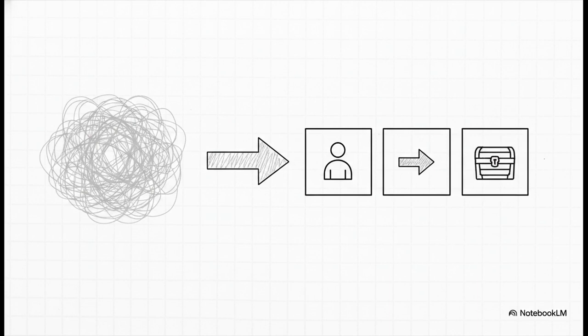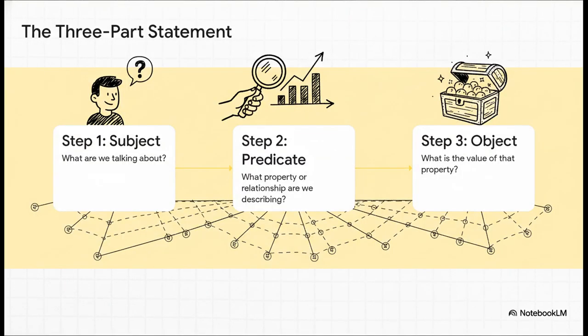Every single fact, no matter how complicated it seems, gets broken down into a basic three-part statement. Seriously. The best way to get it is to just think of a really simple sentence. Subject, verb, object. So let's walk through it. First, you've got your subject. That's the who or what of the sentence. Then, the predicate. This is the property, the relationship. Basically, it's the verb. And finally, the object. That's the value, the thing the subject is or has or is connected to.